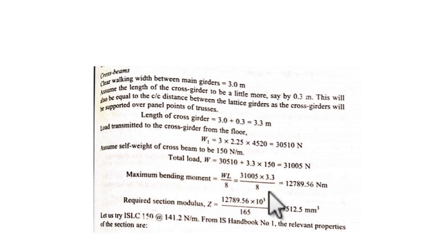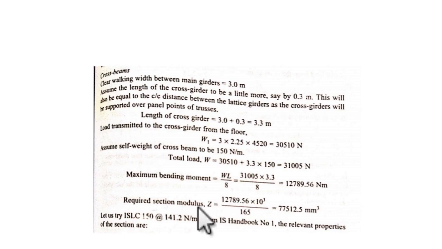Okay. Now what is the maximum bending moment? Maximum bending moment is given by WL by 8. Remember this thing, this is not small w, this is capital W. This is the total load, this is not a distributed load. So that is why this formula is not wL square by 8, instead it is capital W L by 8. L is 3.3 for the length of the cross beams, and when you put this value, you get the required bending moment.